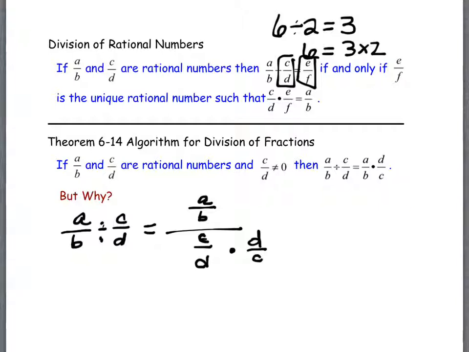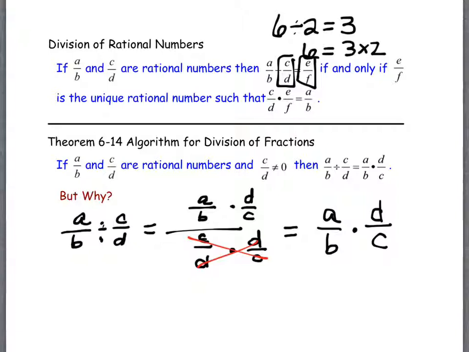The multiplicative inverse. But if I multiply the denominator of this big overarching fraction by d over c, then I have to multiply the numerator by the d over c as well. Correct? But then what happens to the denominator? It canceled. It became a value of 1. That's the whole reason we chose it, right? And what are we left with? We're left with a over b times d over c, which was exactly what we were trying to show worked.